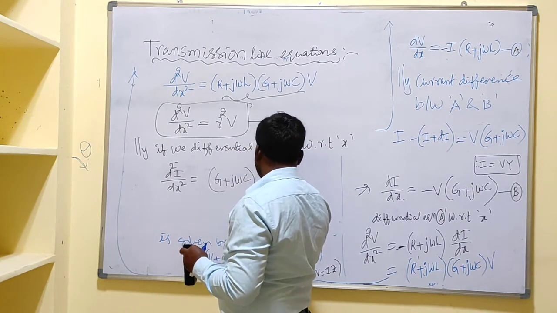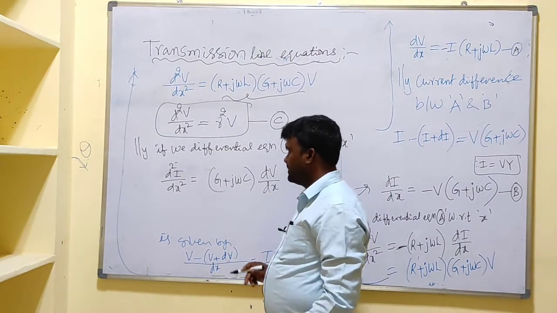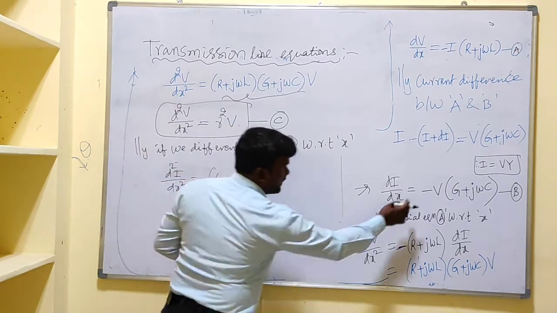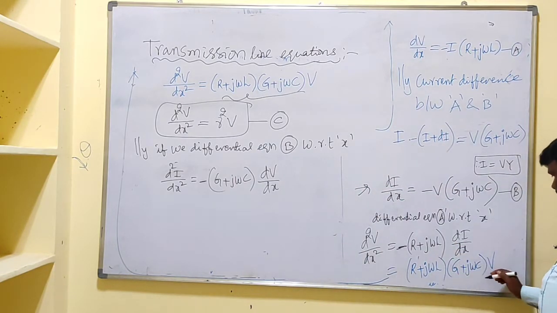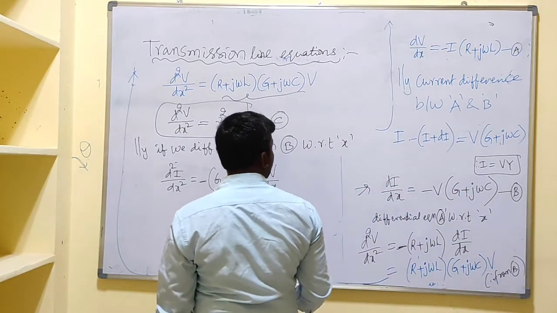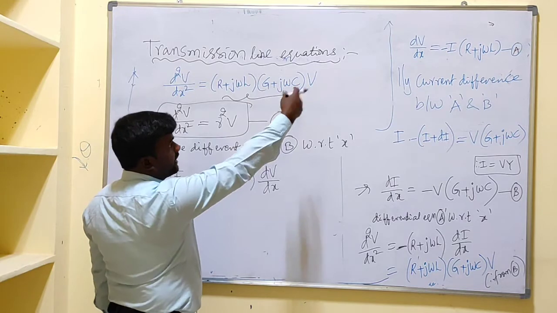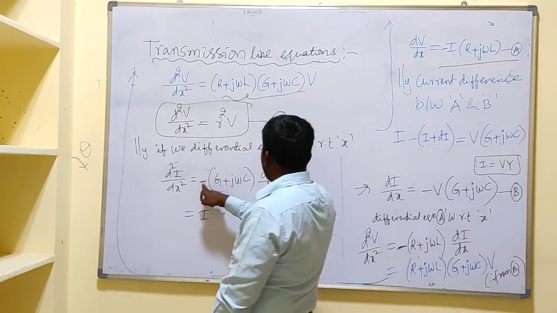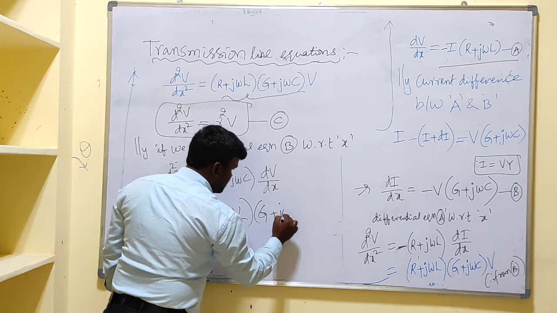As distance changes, voltage changes according to our assumption, because at point B we consider it as V plus dV. Of course, here I have a minus sign. What is dV/dx? Actually, I wrote dI/dx as minus (G plus jωC) into V from B. Now similarly from A, what is equation A? Equation A is dV/dx, which is minus I into R plus jωL. So here I have minus into minus, plus I into (R plus jωL) into (G plus jωC) into I.